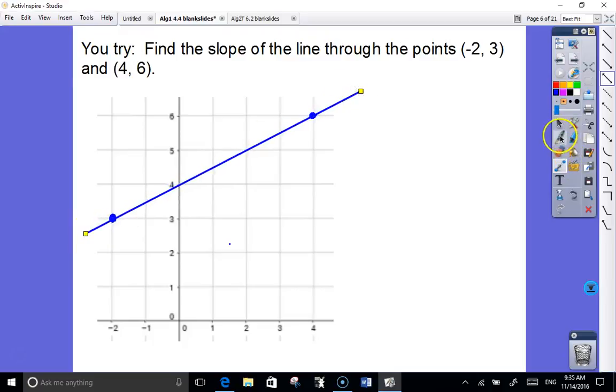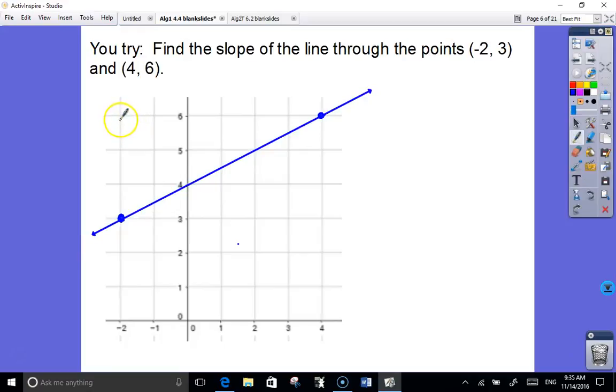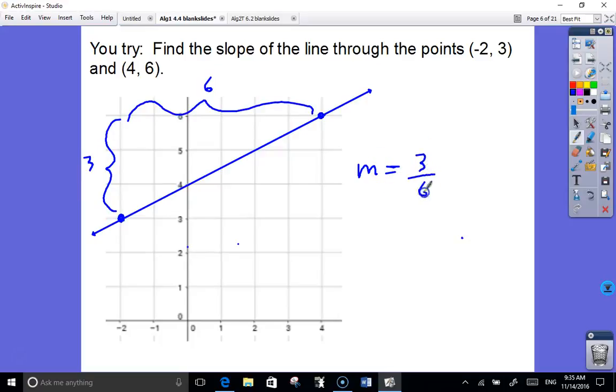Okay? And then how much are we going up? How much did we go up? 3. How much did we go over? 6. So the slope is what divided by what? 3 divided by 6, which can be simplified? So 1/2. 1/2, right? And don't turn them into decimals. You really want them to be fractions, because when we use them to graph, we really need them to have whole numbers in the numerator and denominator. Got it.